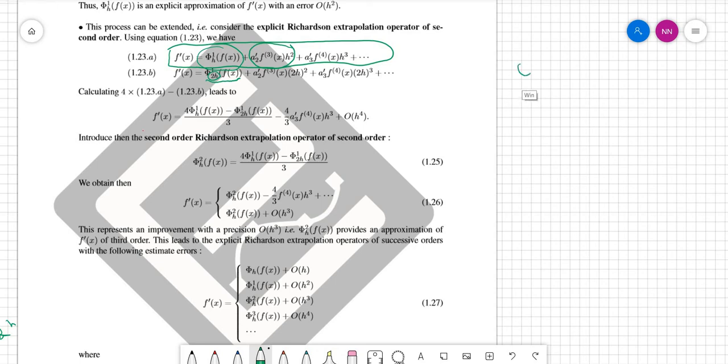Follow me well. When we calculated phi 1h, we said it's equal to 2 phi h of f of x. I'm reducing the notations a little bit, minus phi of 2h of f.